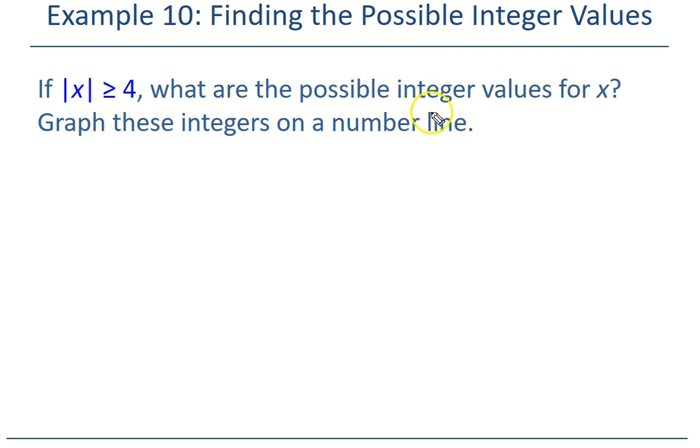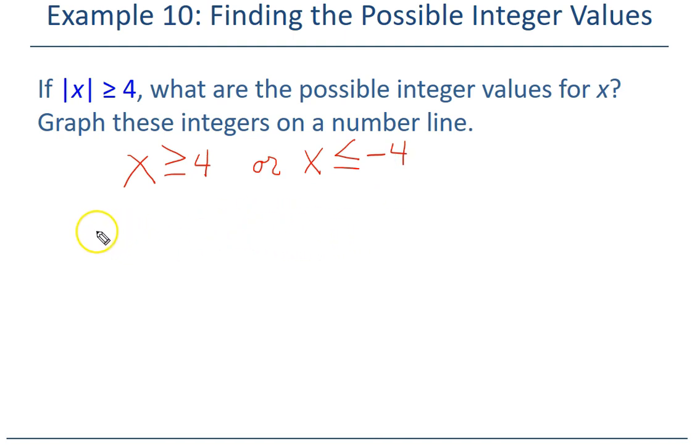Now, the way these are done is we write it first without the absolute value sign. We'll say x is greater than or equal to 4. Then we pause for a moment and say, what else could it be? Well, we often put an "or" here: x could also be, and we reverse the inequality sign, less than or equal to negative 4.